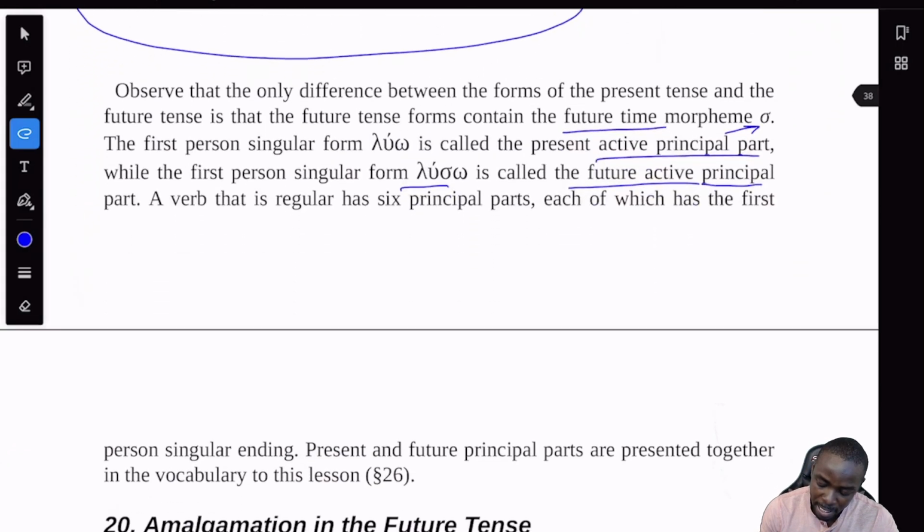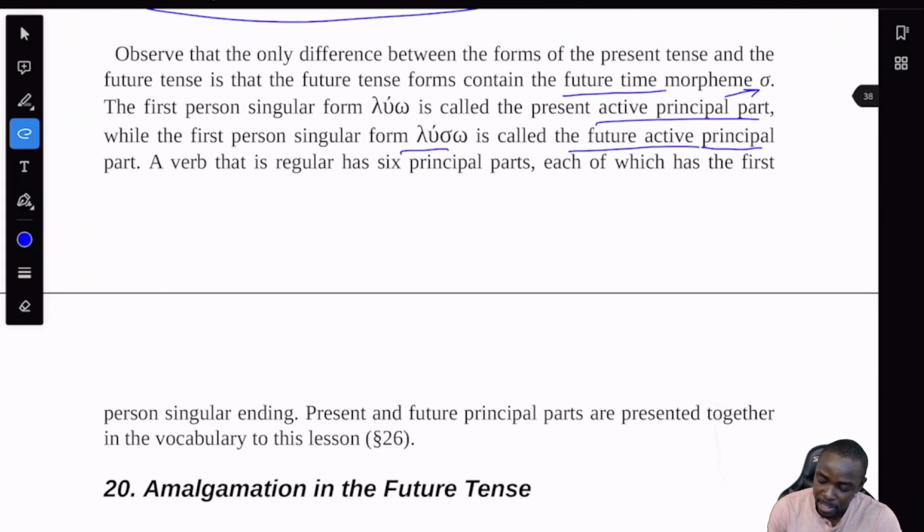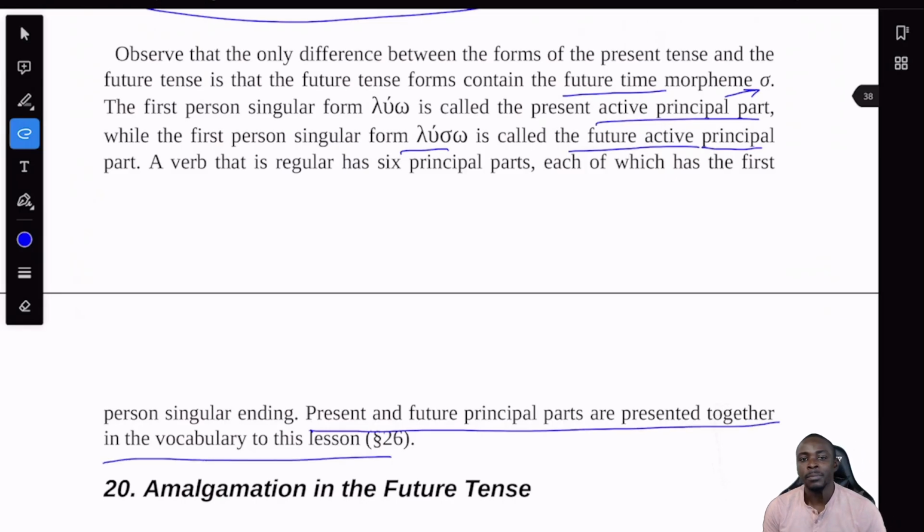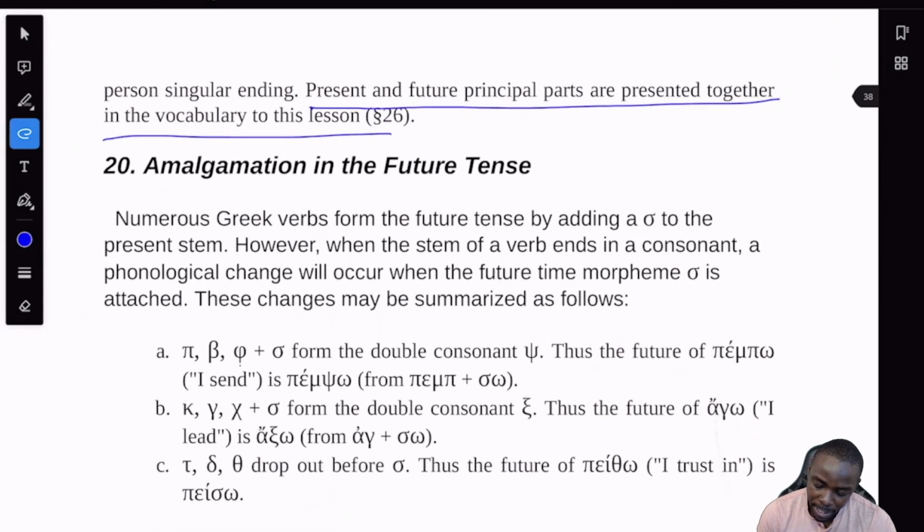A verb that is regular has 6 principal parts, each of which has the first person singular ending. Present and future principal parts are presented together in the vocabulary to this lesson. So in essence, he's not going through the 6 principal parts because he's of the opinion that you don't need to memorize and try to get that right now. But as you go along, you will be introduced to the different parts of the stem, and these are the parts that you use to conjugate the word accordingly. All right? So let's talk about amalgamation in the future tense.